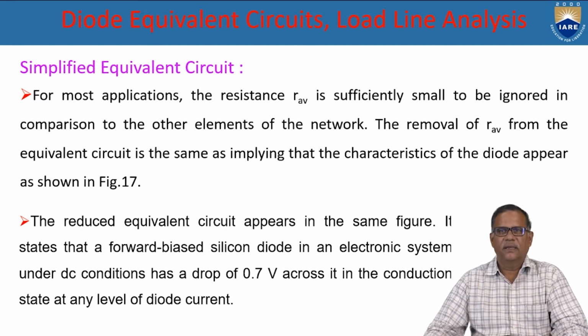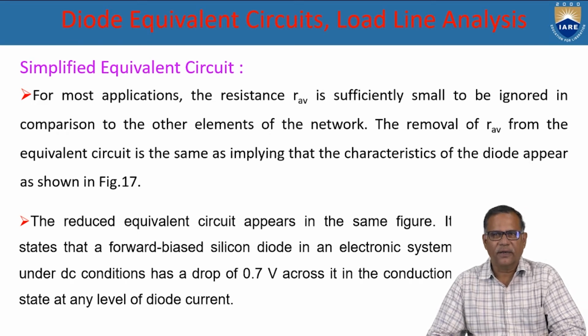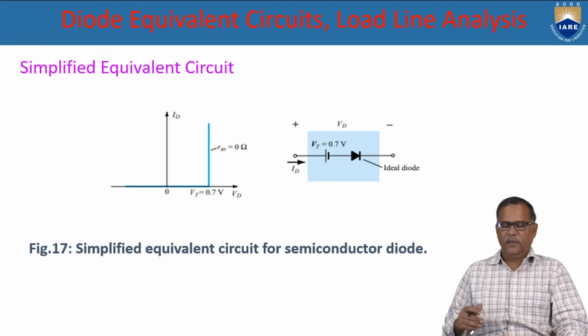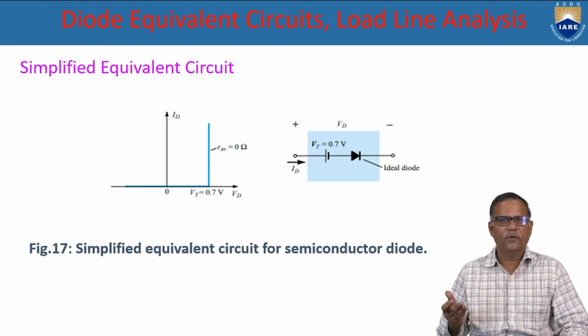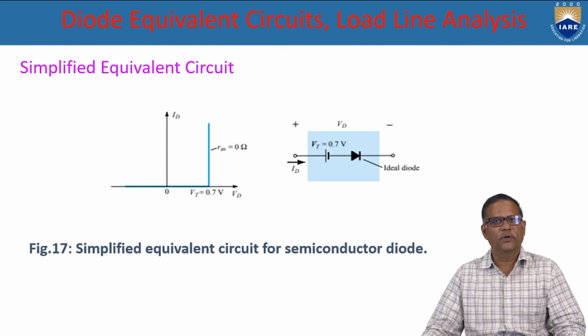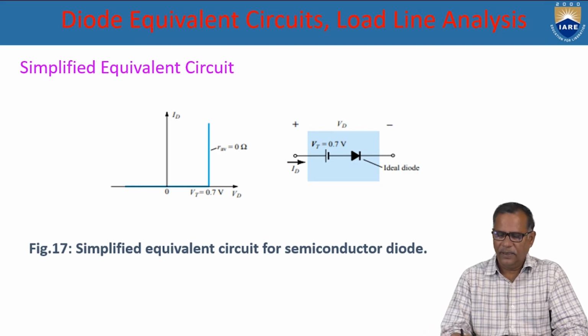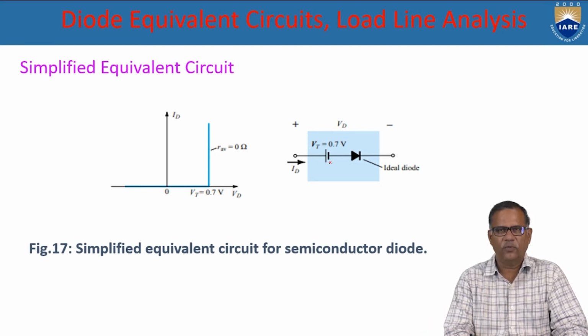It states that a forward biased silicon diode in an electronic system under DC conditions has a drop of 0.7 volts across it in the conduction state, at any level of diode current. So for a silicon diode, when we apply a forward bias, the current through the diode starts to flow when the applied voltage is more than the cut-in voltage. For silicon, the cut-in voltage is 0.7 volts. So only when the applied voltage is more than 0.7 volts does the diode conduct.